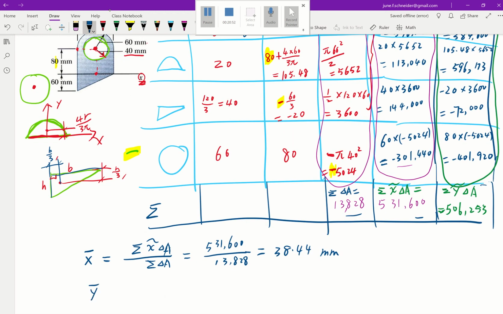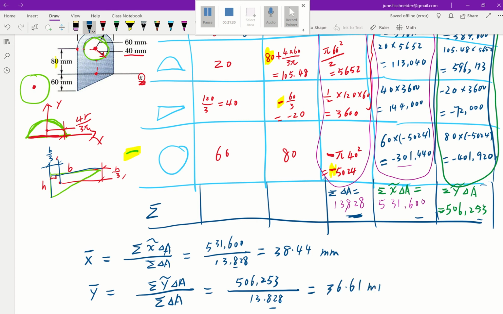Then the same way, we're going to find y bar. It's going to be the summation of y tilde delta A, that's going to be 506,253, divided by the same area, 13828. Those are the same, right? Let's go ahead and calculate that. 506253 divided by 13828. Then I have the answer as 36.61 millimeter.